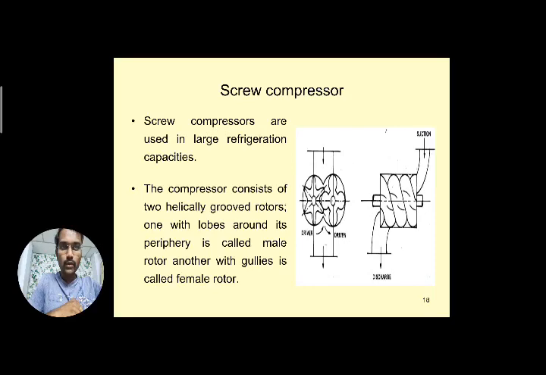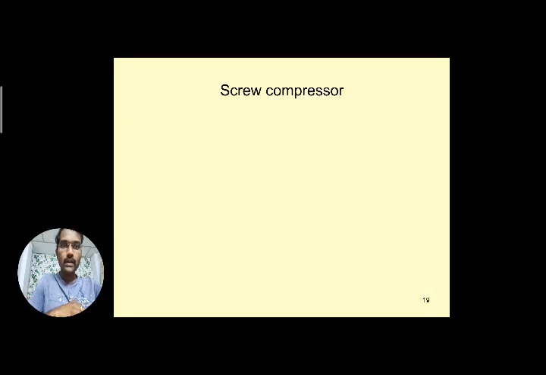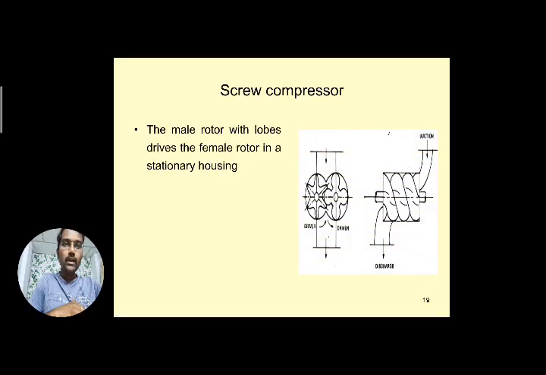You can see rounded lobes. That here is called the male rotor. The other one, with the gullies, is called the female rotor. The lobes present on the male rotor, and the gullies present on the female rotor. The male rotor with lobes drives the female rotor.